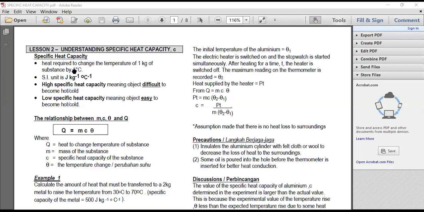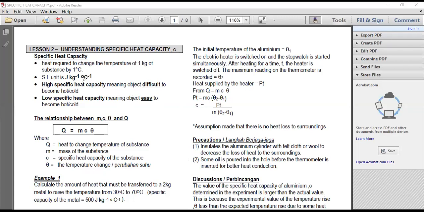So today we're going to look at the second subtopic for heat, which will be specific heat capacity. Now, specific heat capacity is defined as the heat required to change the temperature of 1 kilogram of a substance by 1 degree Celsius. The SI unit for specific heat capacity is joule per kilogram per degree Celsius.